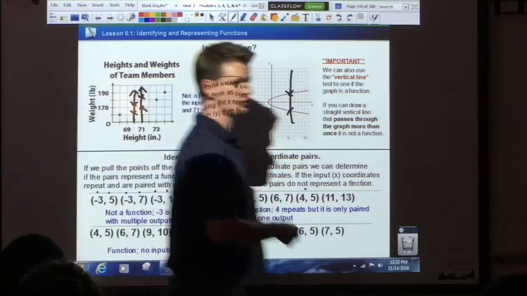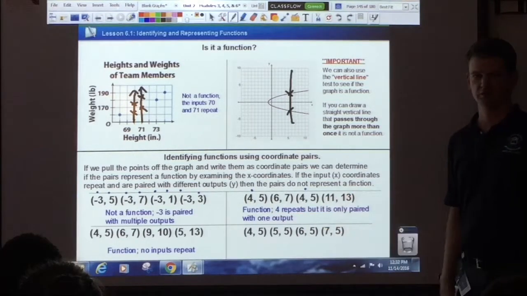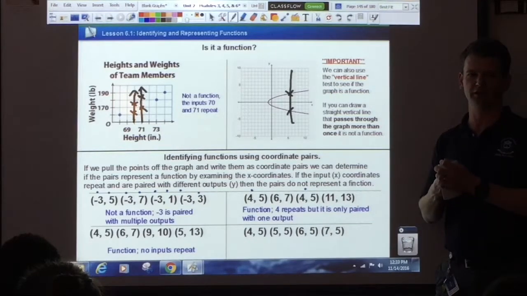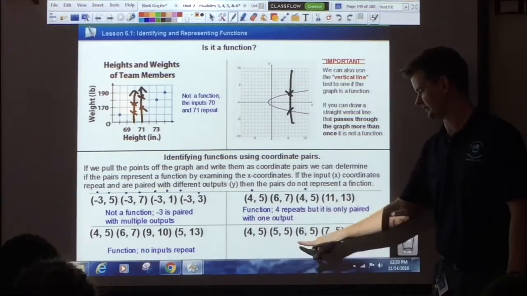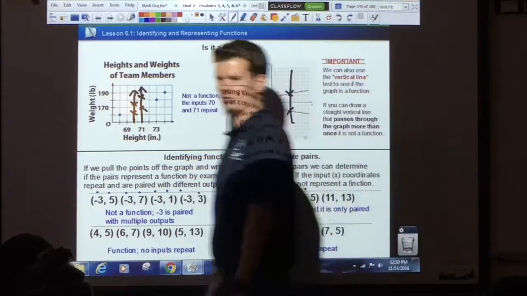All right, the last one. Is that a function, yes or no? Yes. Doesn't matter if all the outputs repeat. We don't care about the outputs. We only care about the inputs. 4, 5, 6, 7. No inputs repeat. Okay. Any questions?